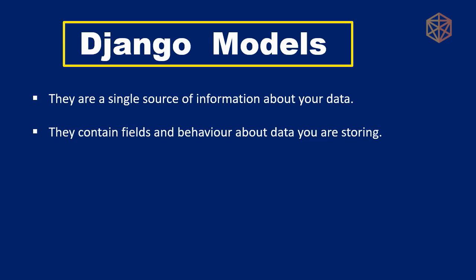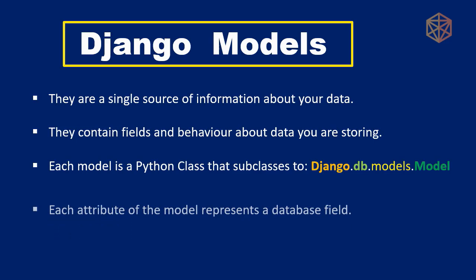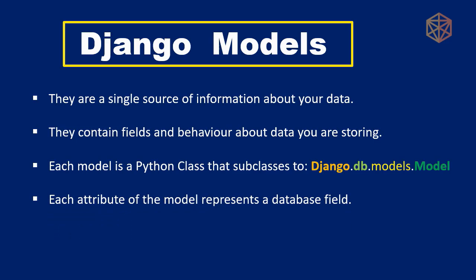Also, each model is basically a Python class that subclasses django.db.models.Model, and each attribute of the model represents a database field. Models are usually defined in the models.py file that Django provides for you when you create a Django app.